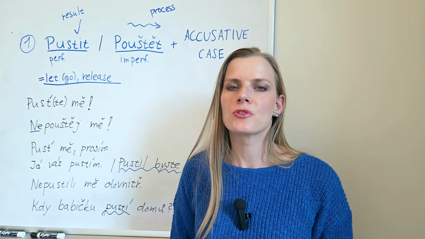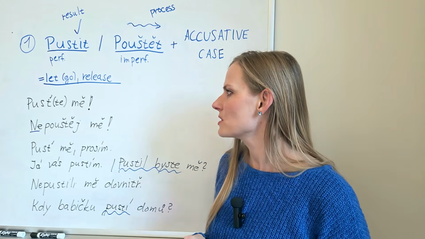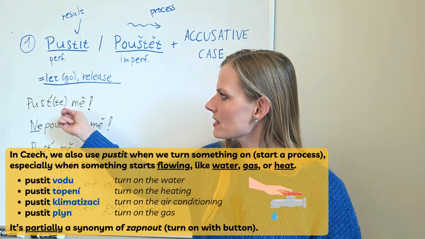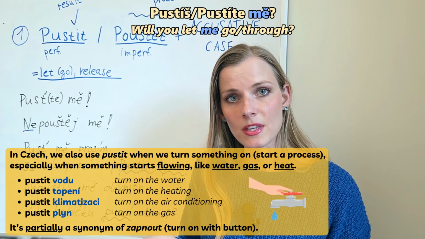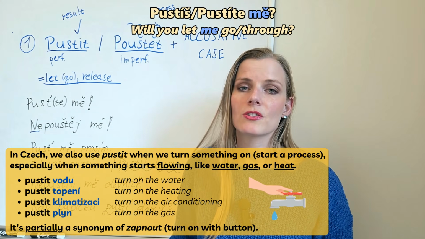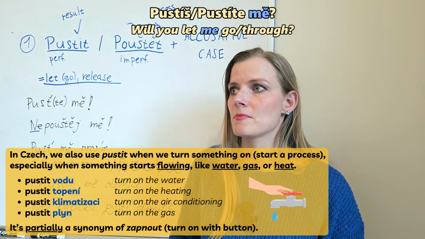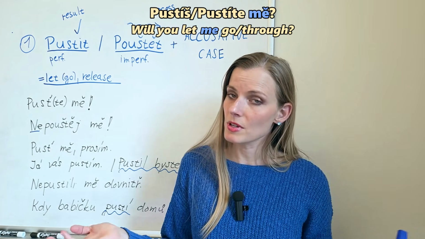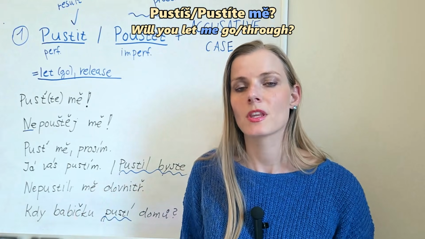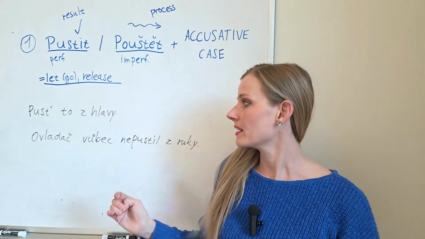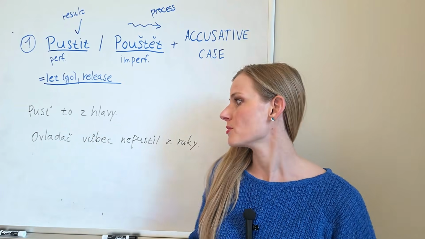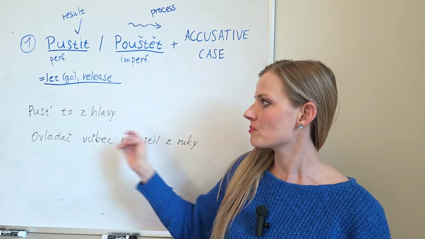Pusť mě or pusťte mě. It's a weird combination, so if you don't like it, you can also use pustíte mě or pustíš mě, which is not that direct, it can be more polite, but it works too. Will you let me go? Pustíš mě, pustíte mě.